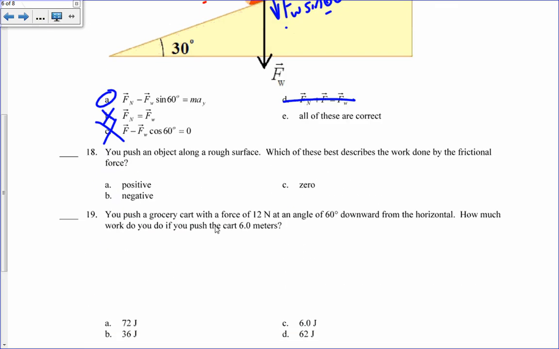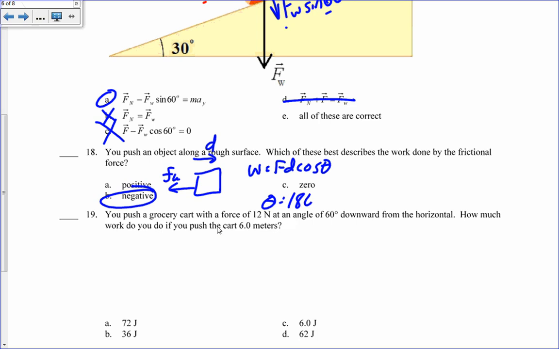You push an object on a rough surface. Which of these best describes the work done by the frictional force? Its displacement is in this direction, but the frictional force is in that direction, so it has negative work. Remember, work equals Fd cosine theta. Here, theta equals 180, and cosine of 180 degrees, or the cosine of pi, is equal to -1.